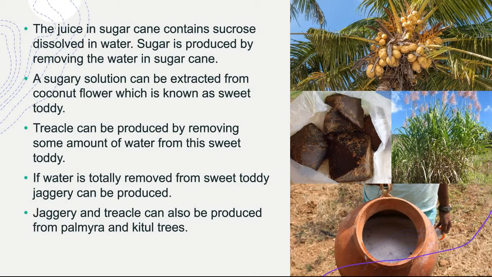Like you can see over here, that delicious, brownish colored block is jaggery. And toddy is that thing in the pot. At the same time, you can get treacle and jaggery by utilizing palmyra and kithul trees also. Okay.